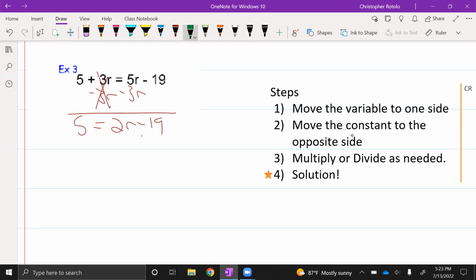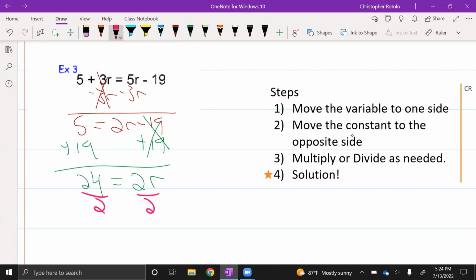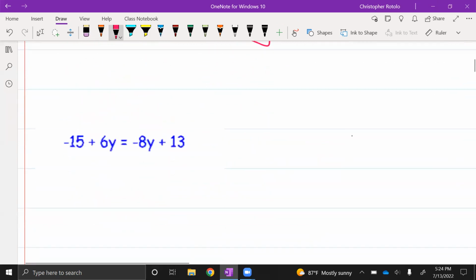Next step, how do I get minus 19 to the other side? I'm going to add 19. They are inverses, so I'll get rid of that. So 2r equals 24. And how are we going to get rid of that 2? All right, we're going to divide by 2 again. Awesome. R turns out to be 12. All right, then we get our solution and we can check it.